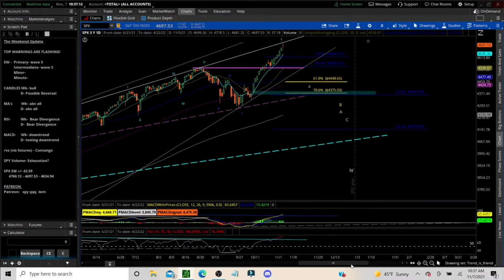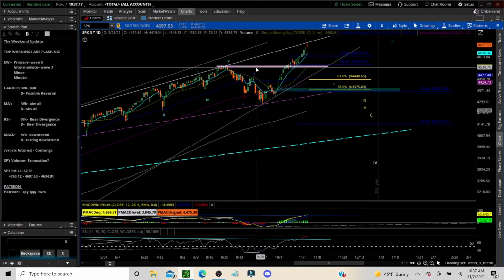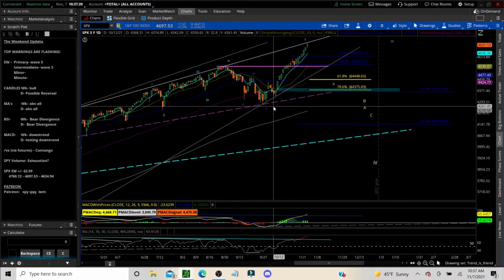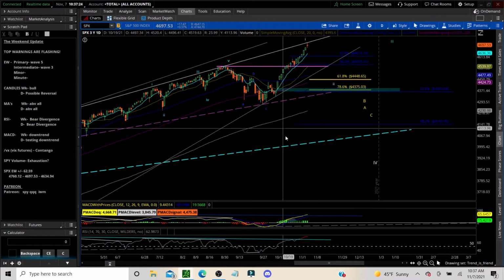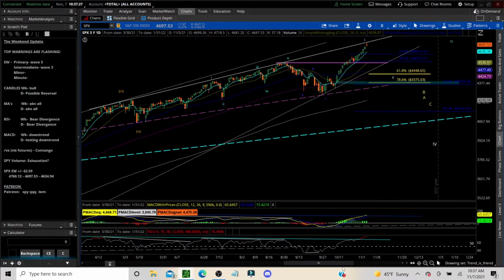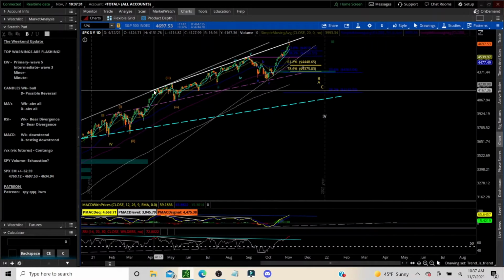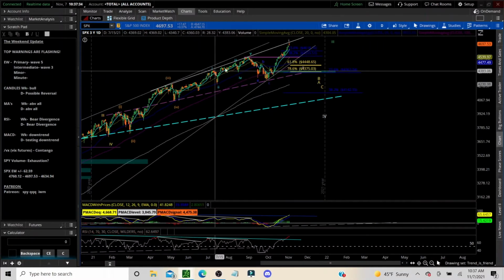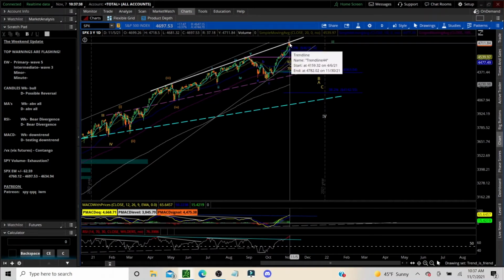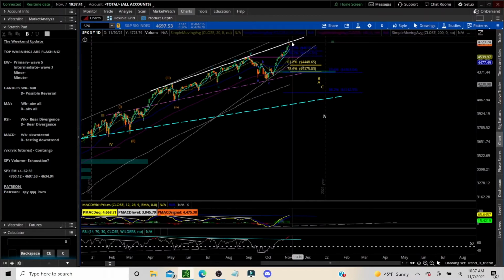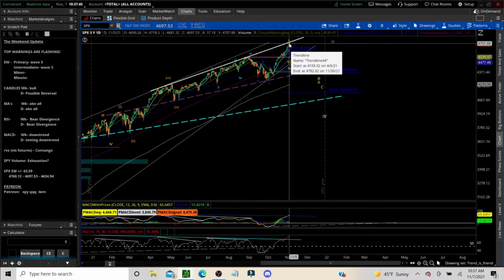After breaking down from an ending diagonal, we had that ABC correction, and we have three main scenarios we'll be looking at. Seeing that we have this rising pivot here, we came right to that point and have a doji candle. That's a first sign of a reversal. We're at least pausing to see what we do here next.